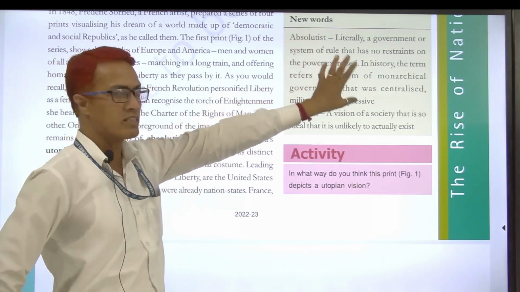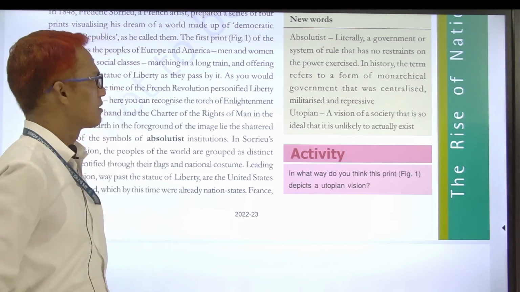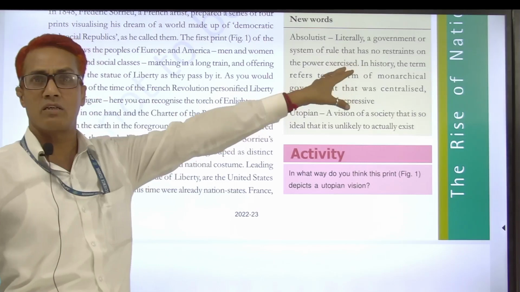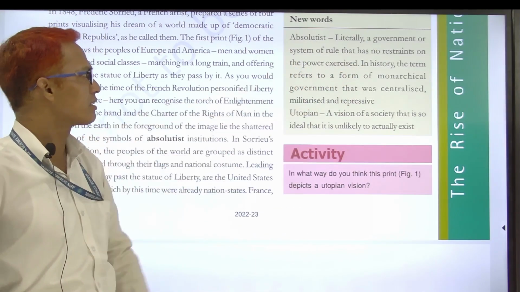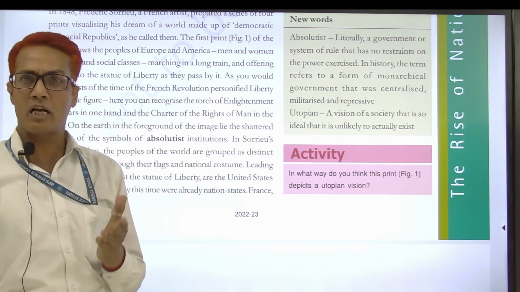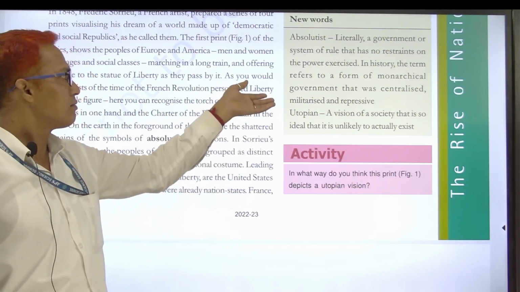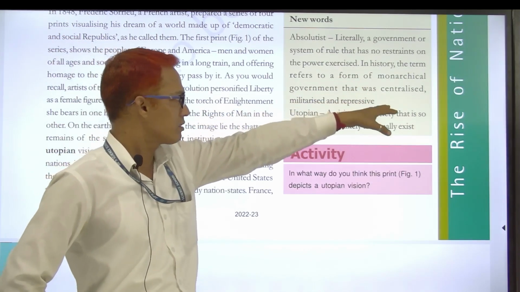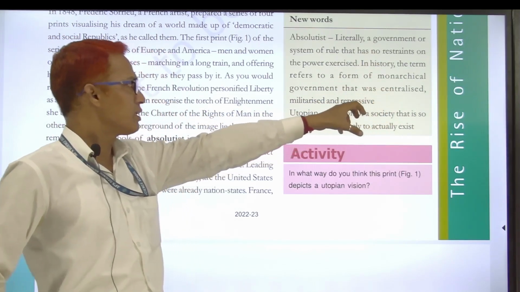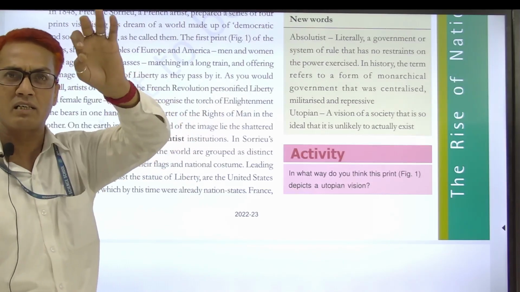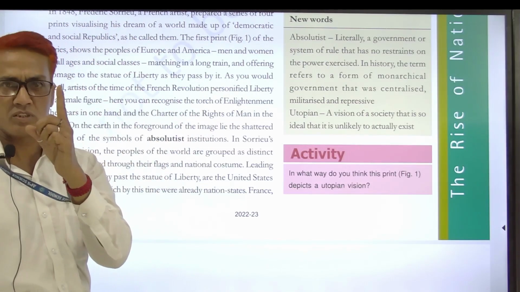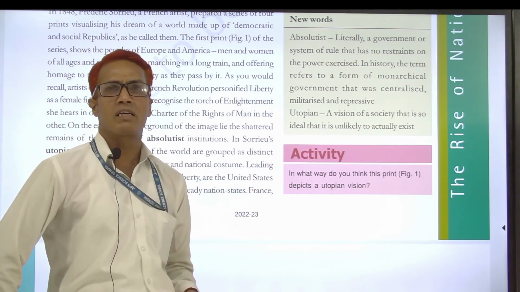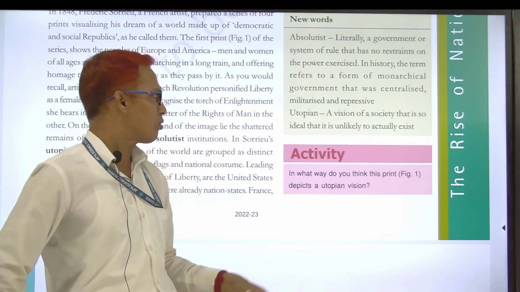In your New Words box, the definition of absolutist is already given, literally two types of meanings. It is such a type of government managed by a ruler, a monarch, and his power, the government power, is in one hand, very centralized. It means centralized. Second, he used the power of the military, very brutal military power.